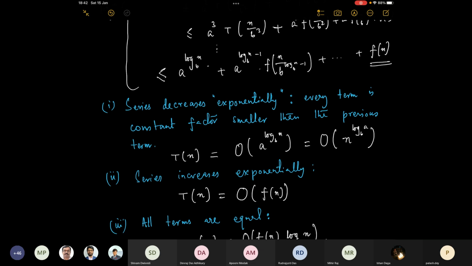I will deliberately not write it because that will make it look difficult and look ugly and give you a false feeling that it is difficult and you have not understood. This is the core: when the series is exponentially increasing, when it is exponentially decreasing, and when all terms are equal. Okay. Questions?